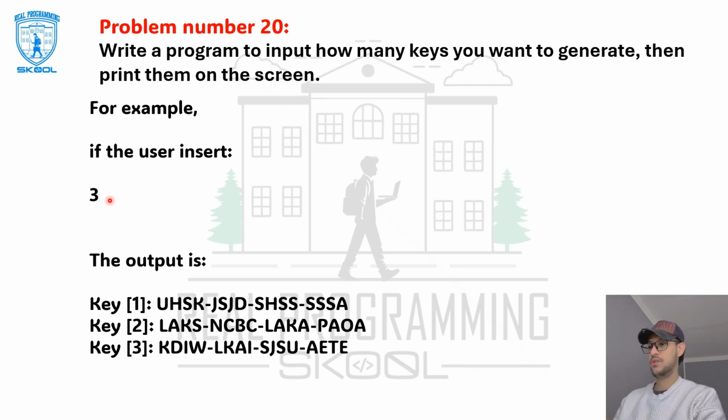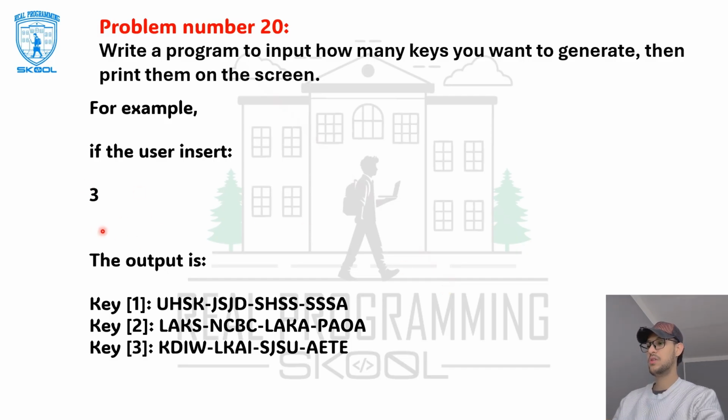Like here, if the user inserts number 3, as we said, key 1 colon UHSK dash JSJD dash. This is the first slot, UHSK, which contains 4 capital letter characters, or 4 uppercase characters, and after that dash, JSJD dash SHSS dash SSSA. So each key contains 4 slots, and each slot contains 4 or 5 capital uppercase characters.